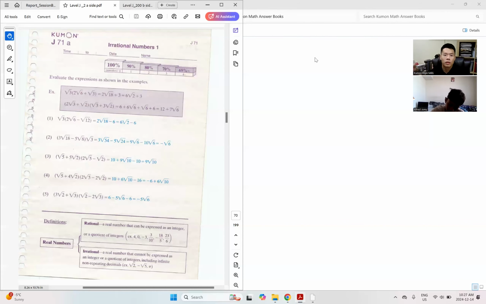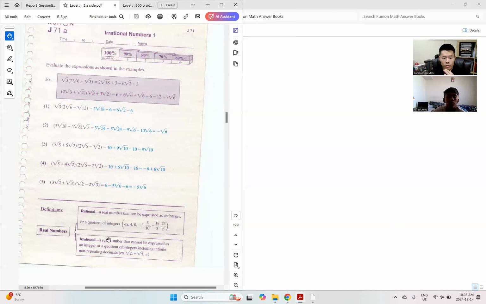All right, so 71A, irrational numbers. First of all, in this chapter, what we're trying to do is understand how to calculate, expand and simplify an irrational number. So let's take a look at the definition of rational and irrational numbers, Alfred.